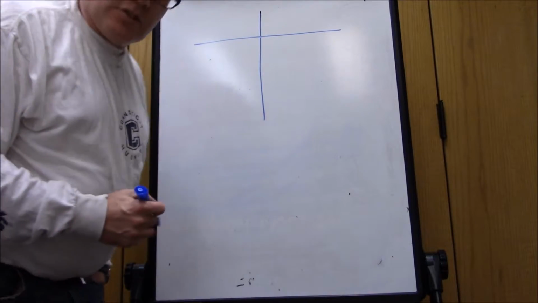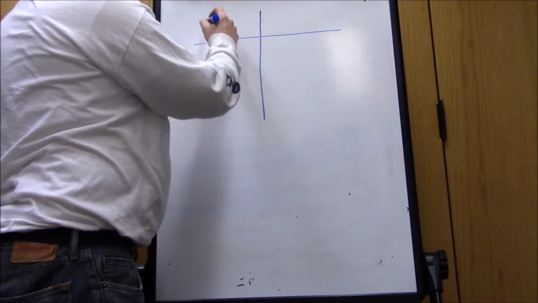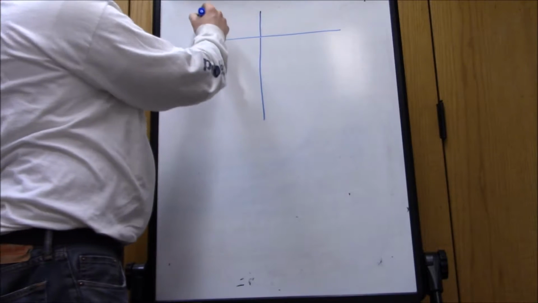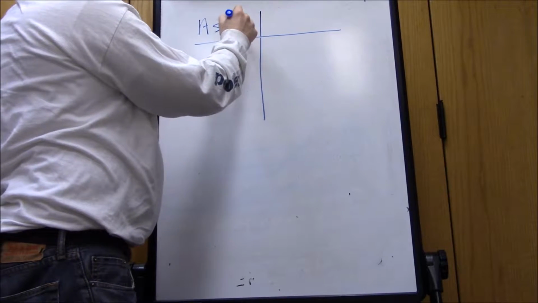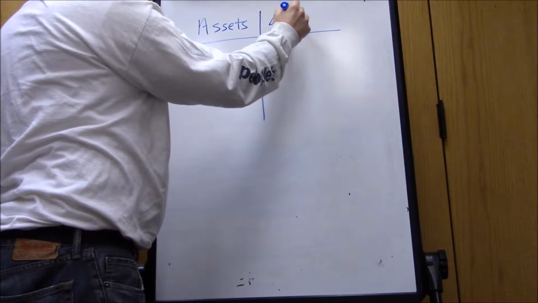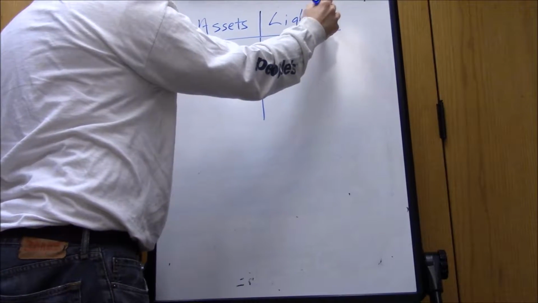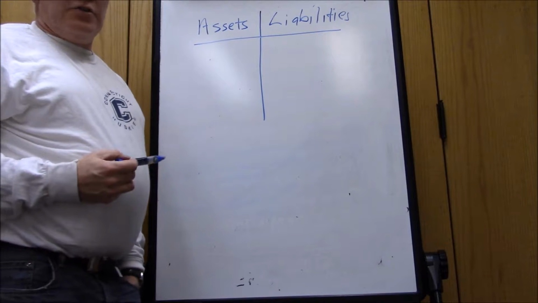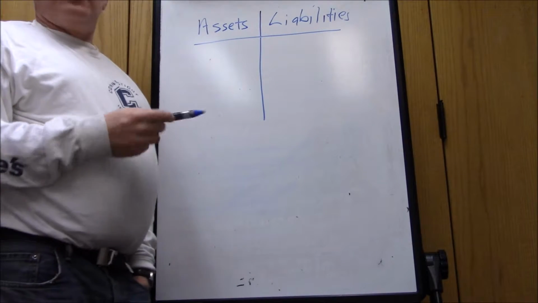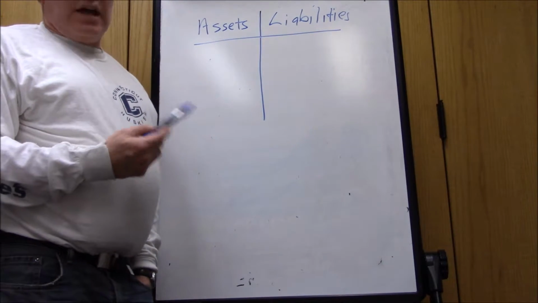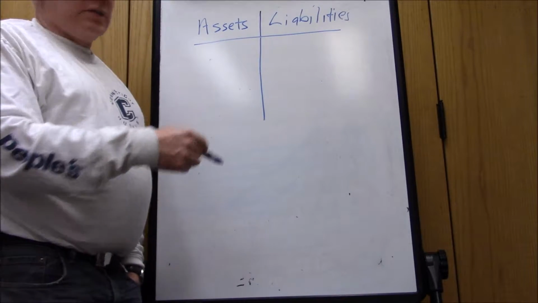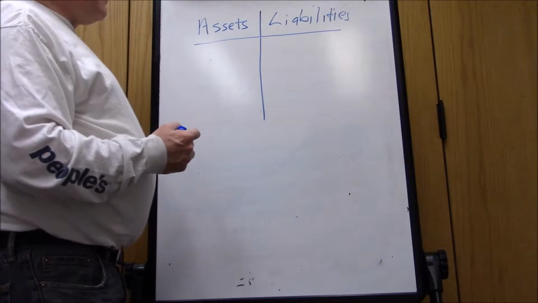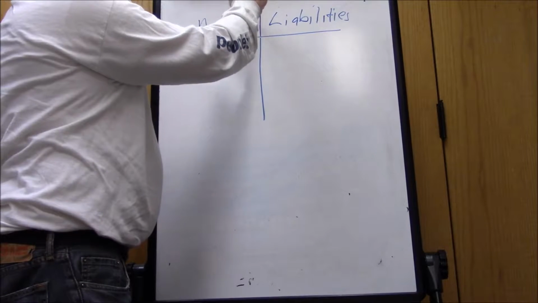I sure hope this is showing up. At any rate, a balance sheet has two sides to it. It has assets and it has liabilities. If you've ever taken any accounting, you know that assets must equal liabilities. And if you haven't taken any accounting, just know that assets are going to equal liabilities in total at the bottom. So this is the bank.